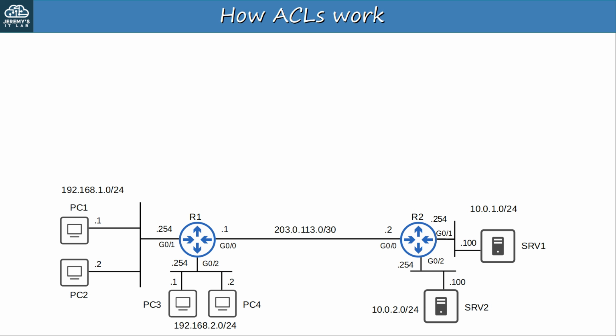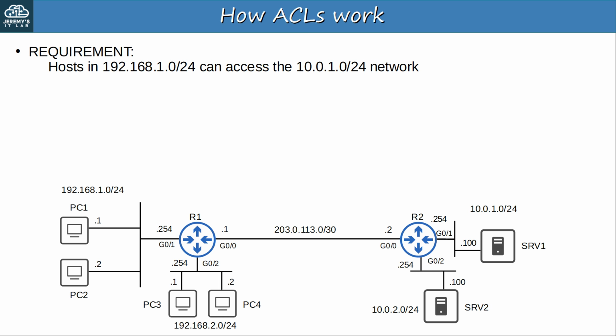So, without looking at the actual configurations yet, let's build an ACL so you can see how they work. We shouldn't just configure ACLs randomly. We must use them to achieve a certain requirement. For example, let's say the network policy is that hosts in 192.168.1.0/24 should be able to access the 10.0.1.0/24 network. They should be able to access files on server 1, for example.